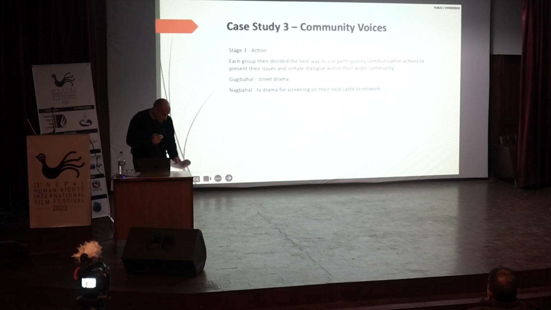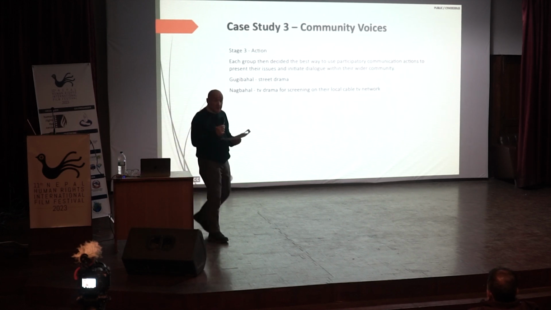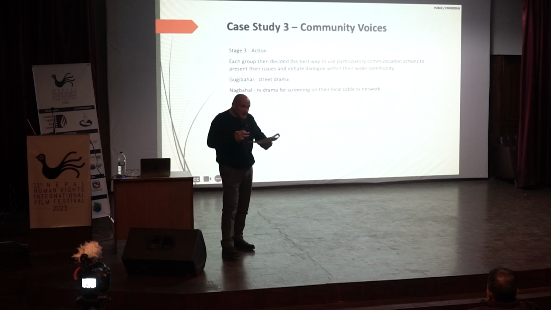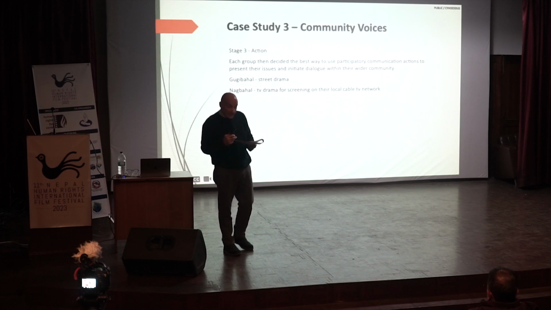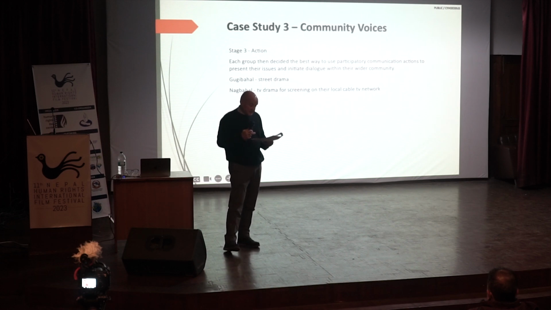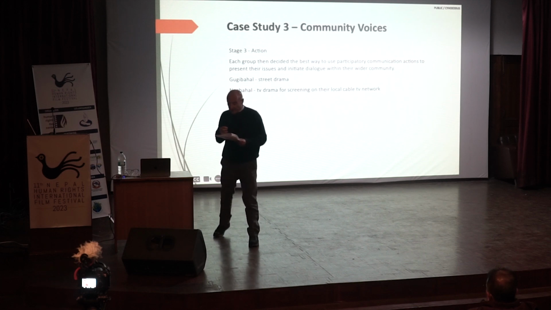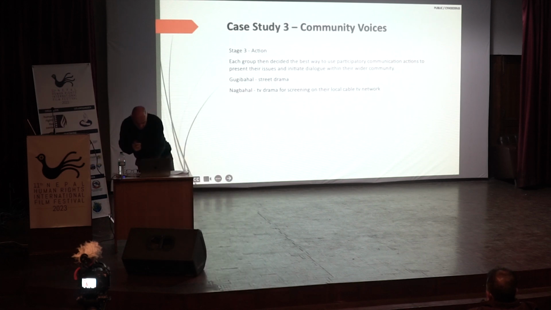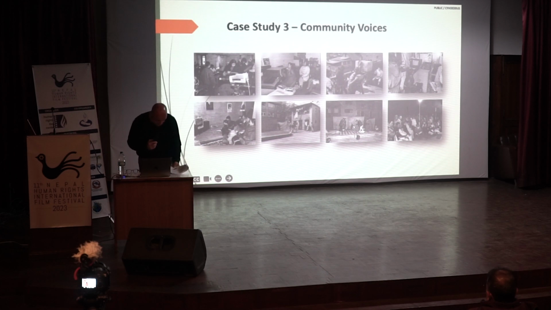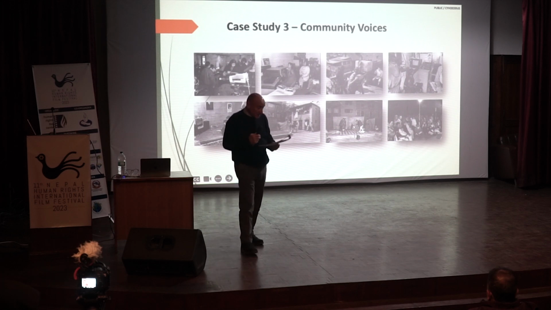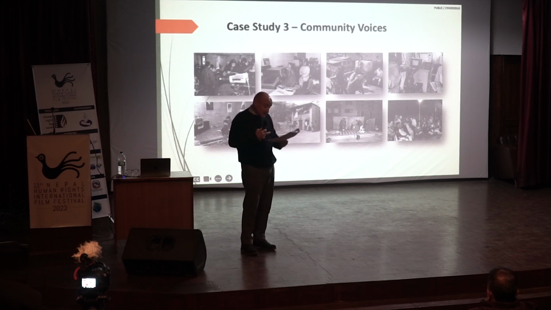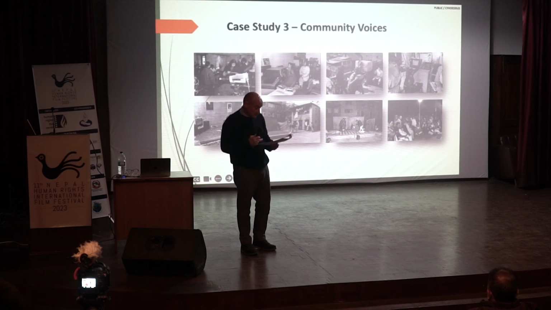So each group then decided the best way to use participatory communication actions to present these issues within their community to create dialogue, hopefully leading to some sort of positive change. And in Guji Bahal, they decided to do a street drama, and in Nag Bahal, they decided to make a television drama and then screen it through a local cable television network that an entrepreneur had actually set up within their Bahal. Facilitators were brought in to support each group, script writing and testing of their scripts, acting, setting up street theatre, filming, editing, and so on.